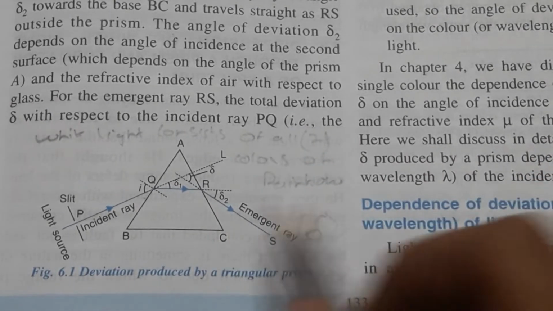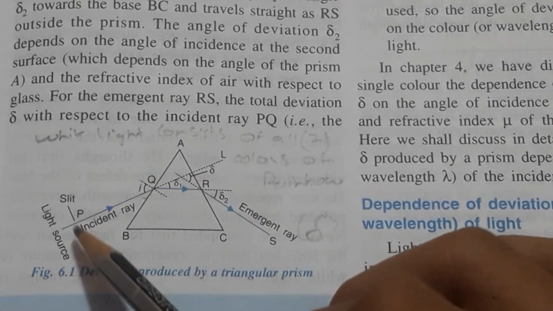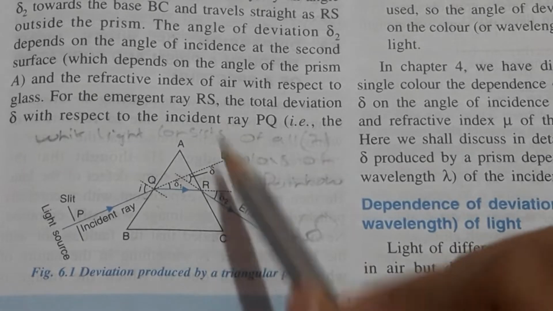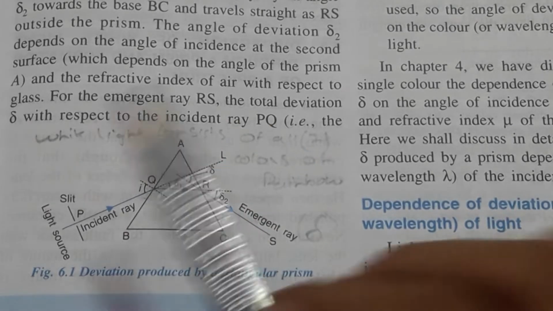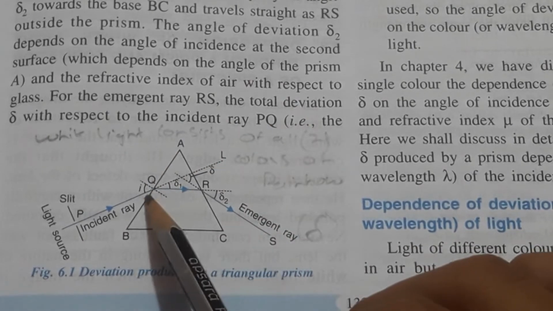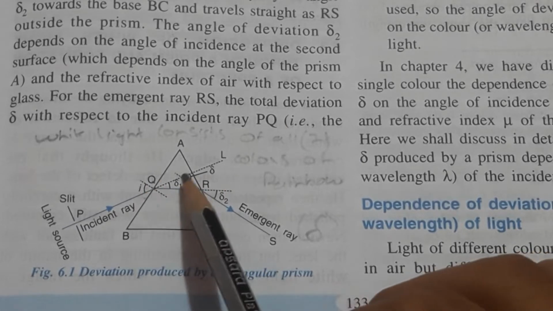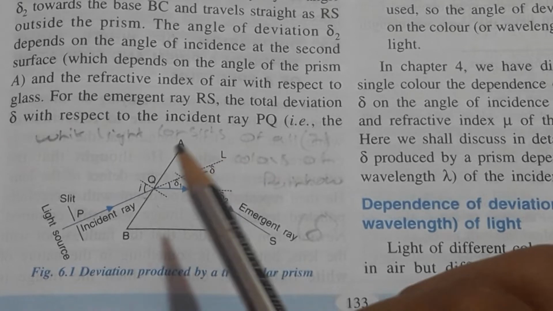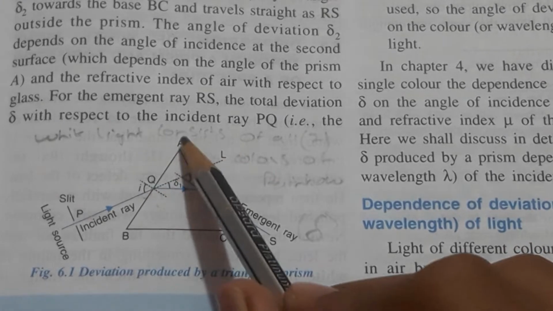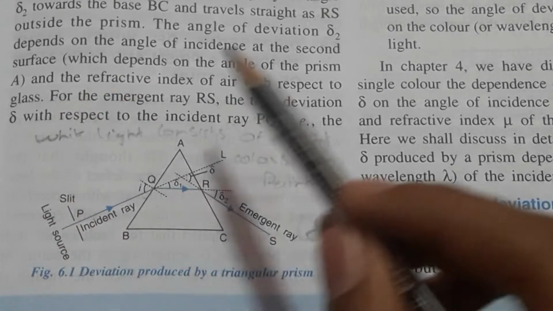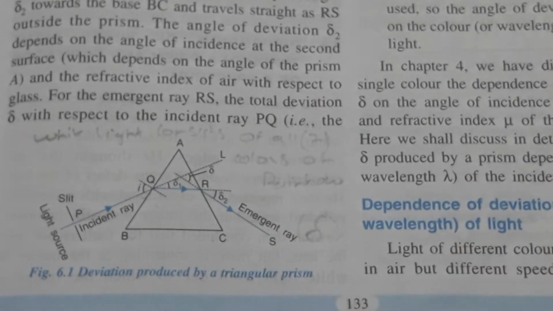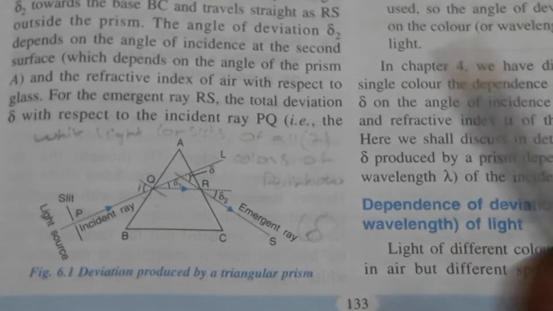So when a light ray PQ of a single color enters the prism ABC, it gets deviated, that is deviation 1, towards BC. And why BC? Because it is not moving towards AB, it is moving to this side, that is BC. That is about the deviation.